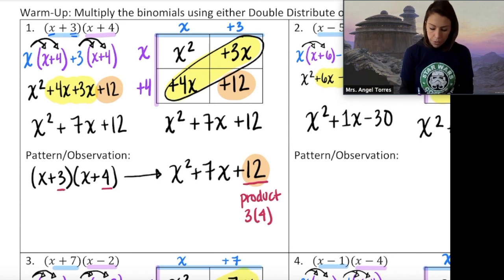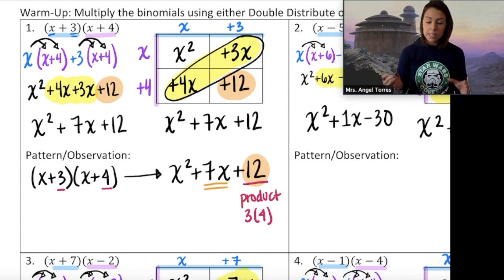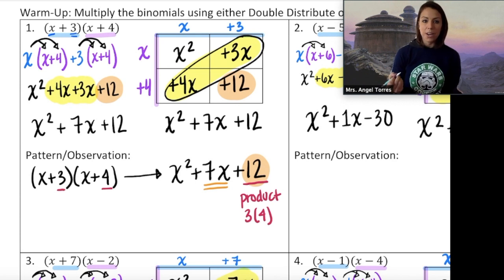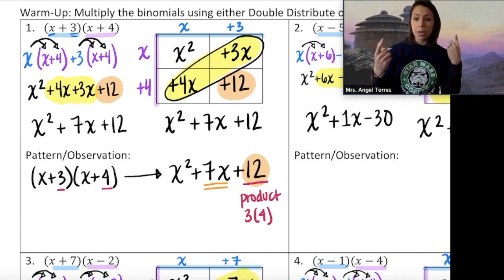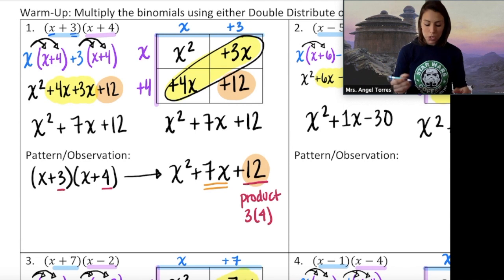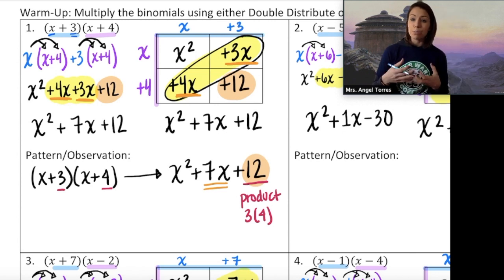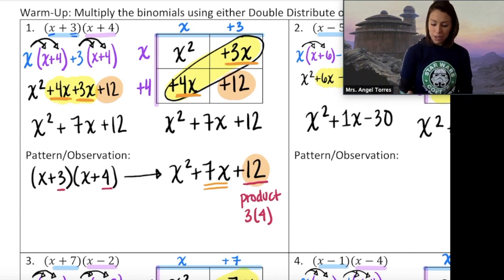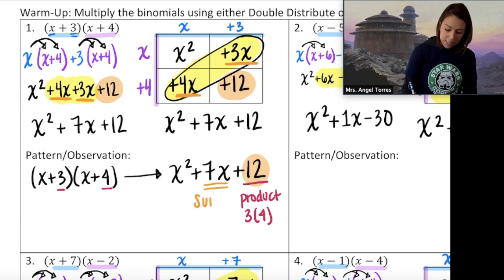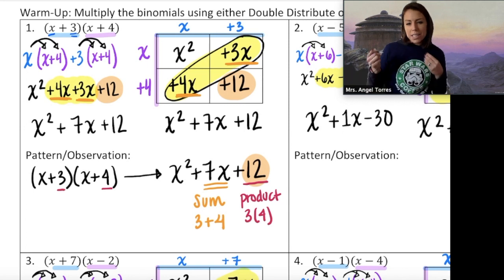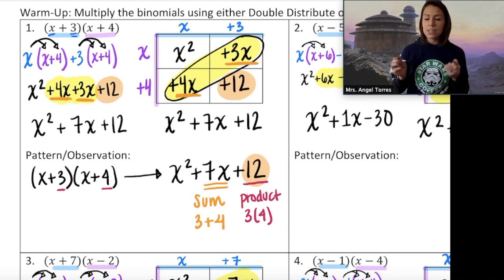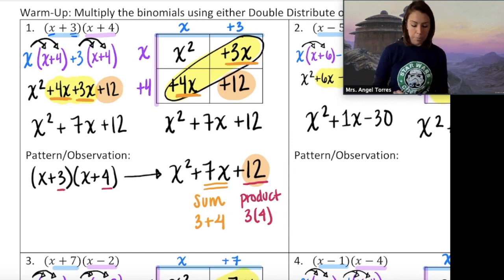My question for you is, how did we end up with 7? What happens here is that you end up multiplying 3 and 4 by an x term. So you end up having a 4x and a 3x, and those are like terms, so we add those two together. This middle term is the sum of 3 and 4. That's an interesting observation. Let's see if that same pattern applies to all of the other examples here.